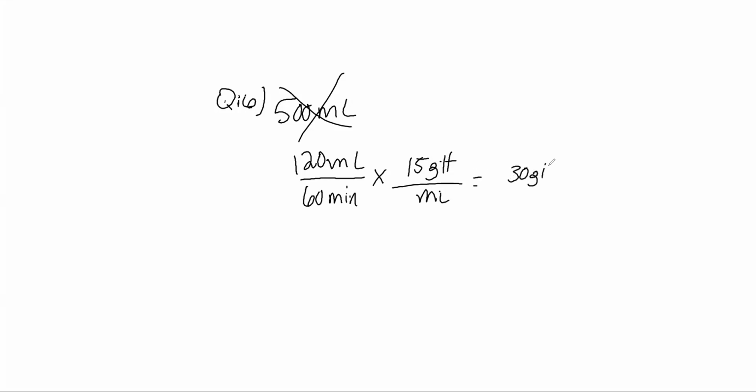In order to solve a flow rate question, all I need to know is the 120 milliliters per hour. And then because we're going to be calculating a drop rate, I'm just going to turn that hour into 60 minutes, times the drop factor, which is 15 drops per milliliter. And then that equals 30 drops per minute.